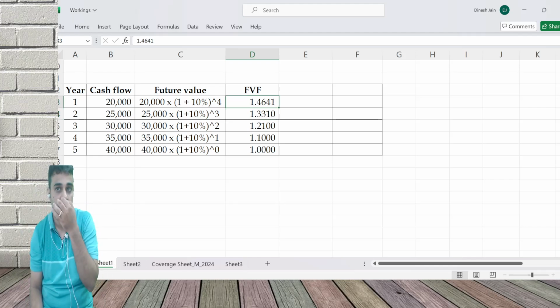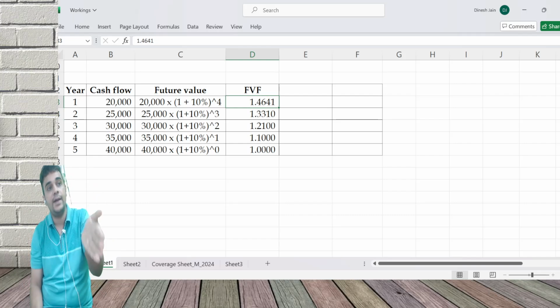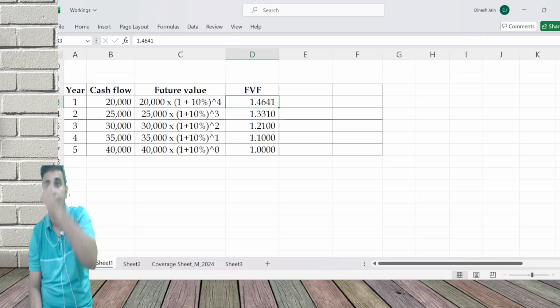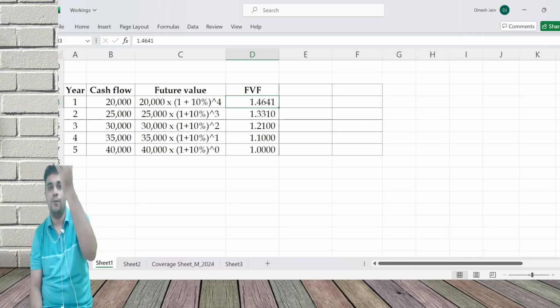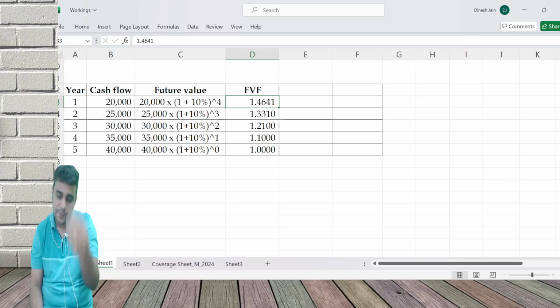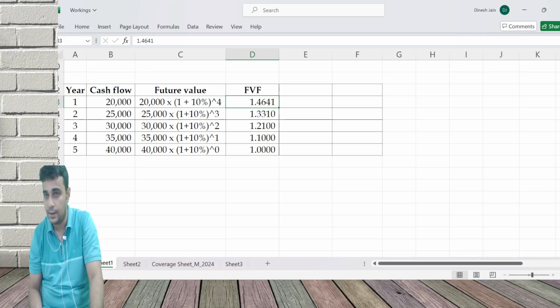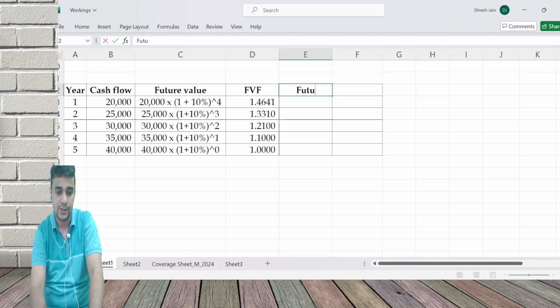I've written it in reverse order because the first year is brought to year 5, the second year brought to year 5, the third year brought to year 5, the fourth year brought to year 5, and the fifth year is already year 5 only. Wait for some time, and this is called future value.